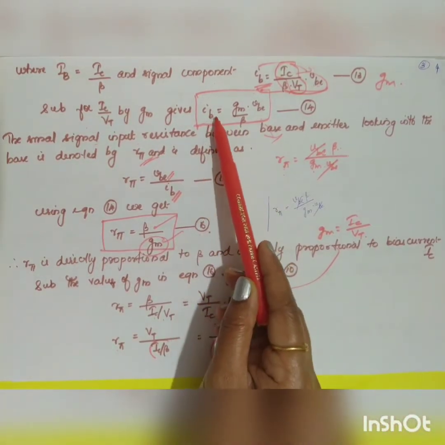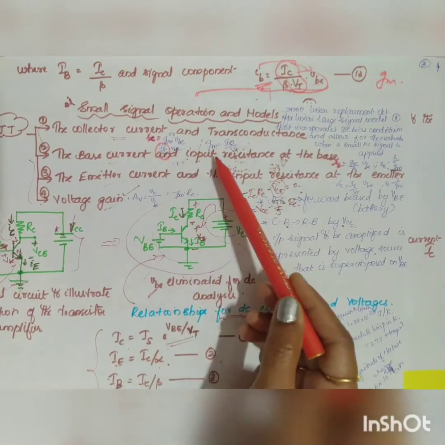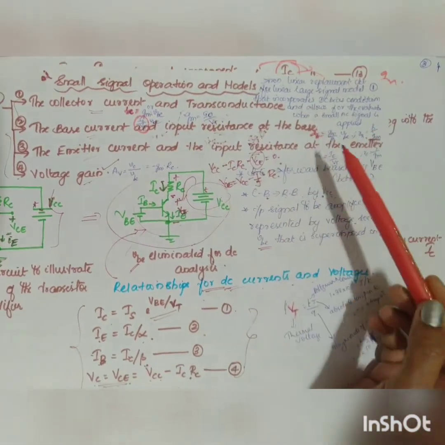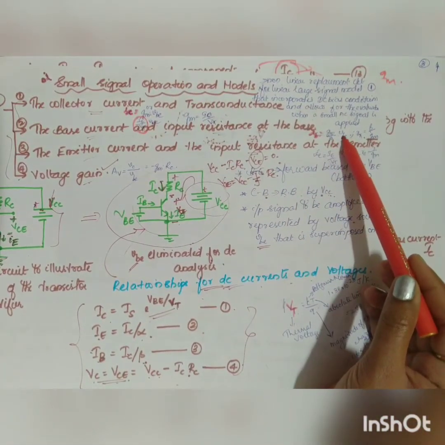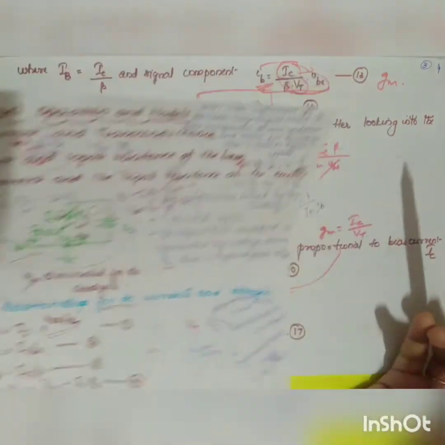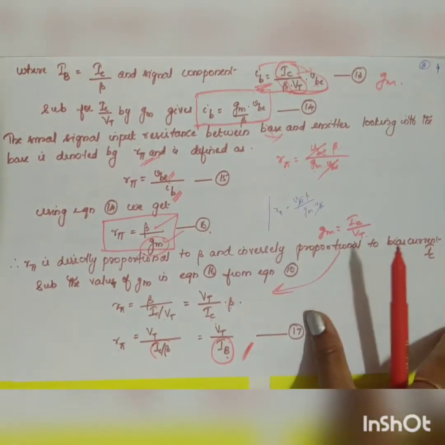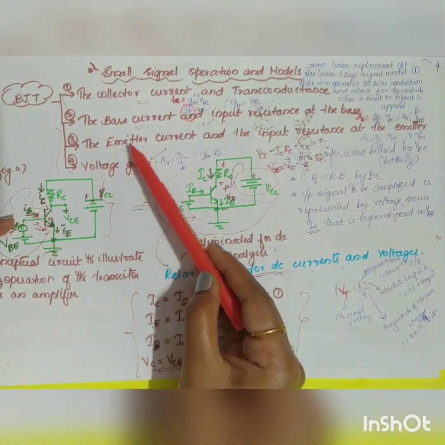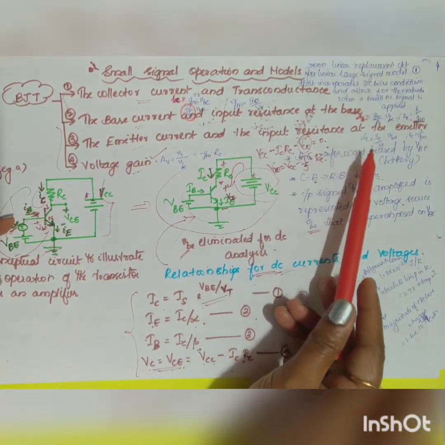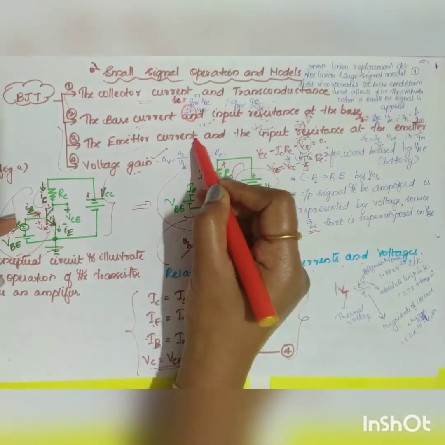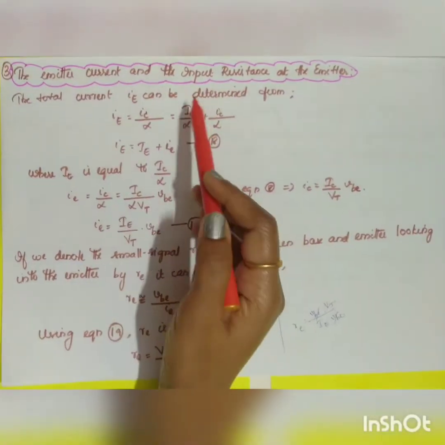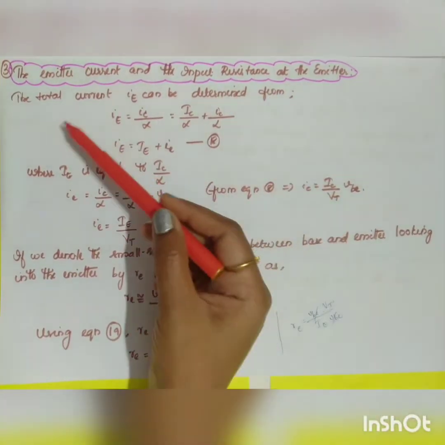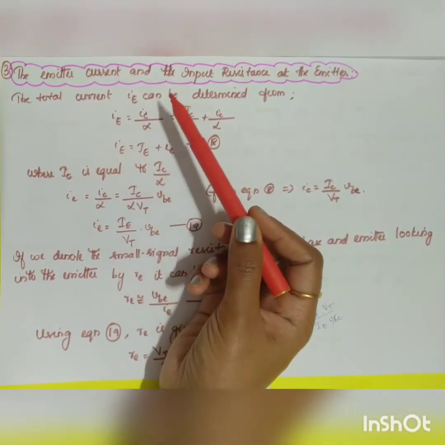So now you have found out your base current and your input resistance R pi. Base current will be equal to gm by beta into vbe, and R pi will be equal to beta by gm. Okay, now what is the next parameter you have to find out? The emitter current and the input resistance at the emitter. So what is your emitter current, small ie, right? So the emitter current and the input resistance at the emitter. So what will be the total emitter current, IE?